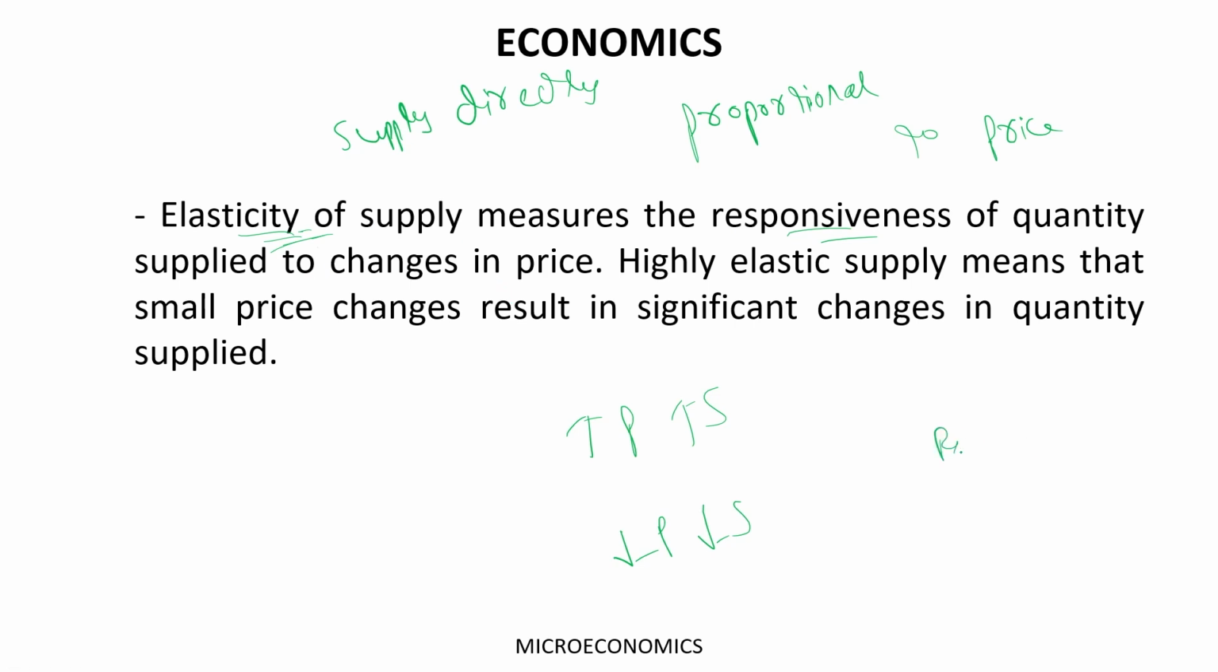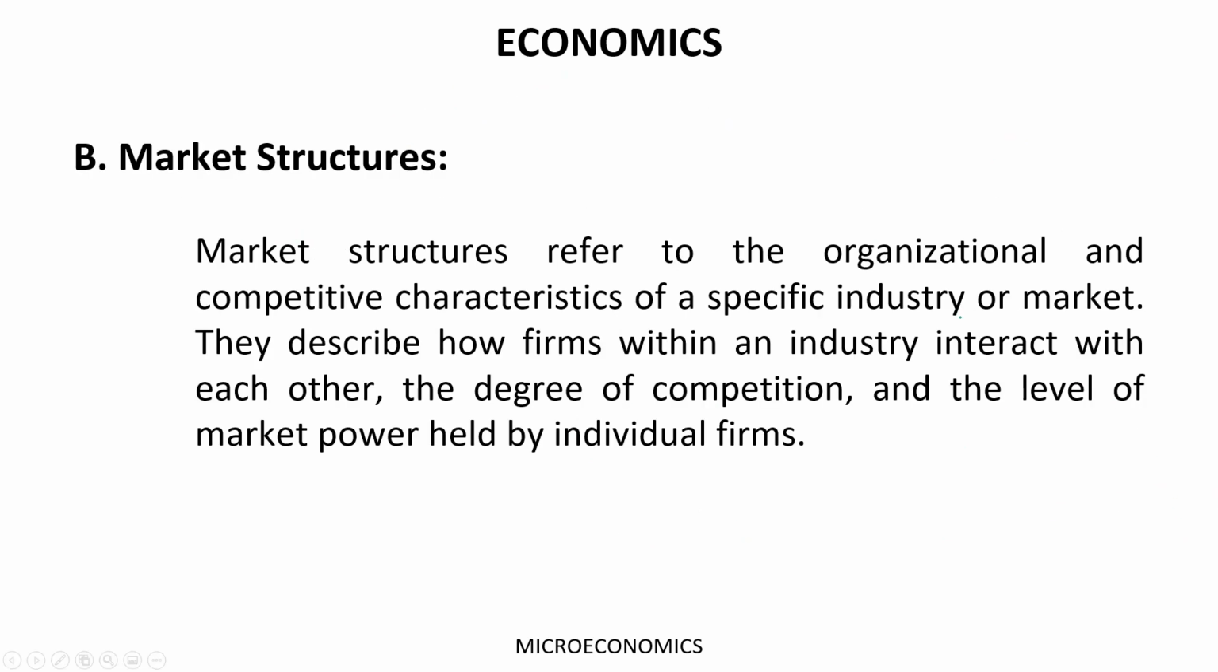Okay. So basically here, elasticity of supply measures the responsiveness of quantity supplied to changes in price. Like if the price was 10, I was supplying 50 units. But now the price is 20, then I will supply 100 units because of my profit margin. And the more I sell, the more I will get. Okay. Now, the second thing which we are going to discuss is the market structure.